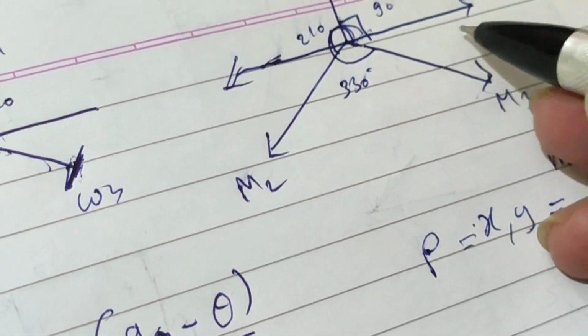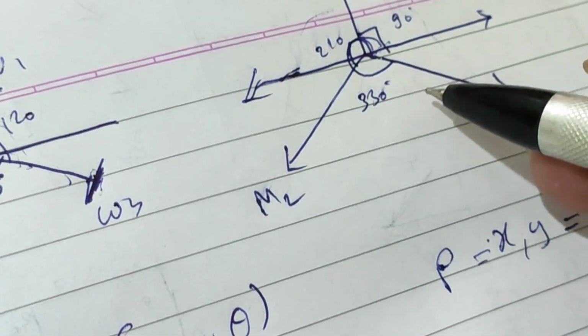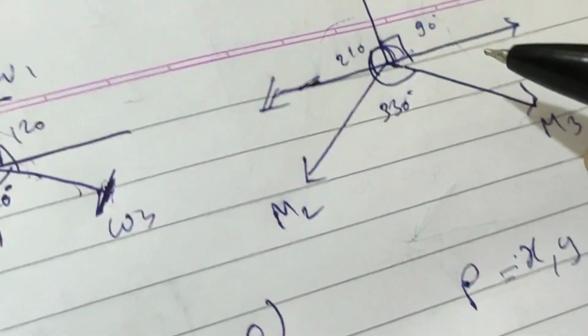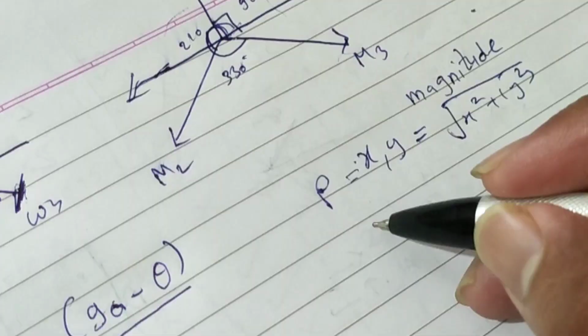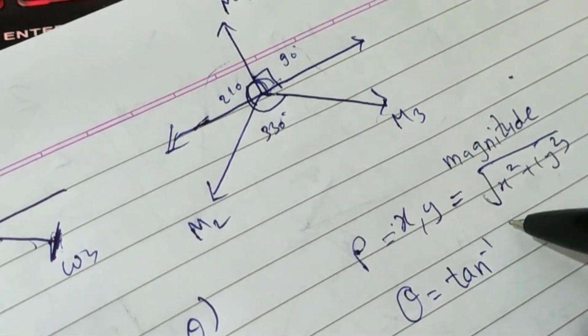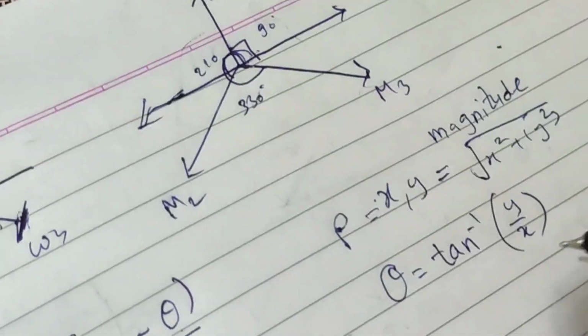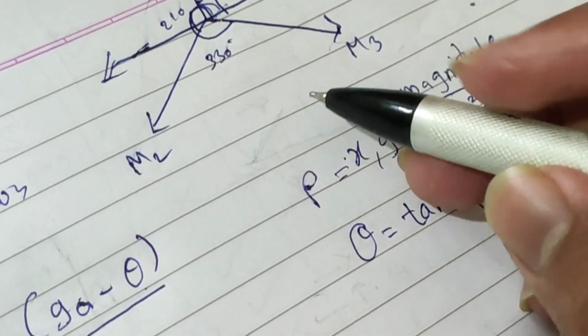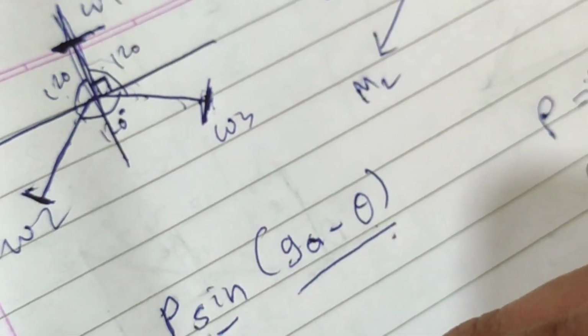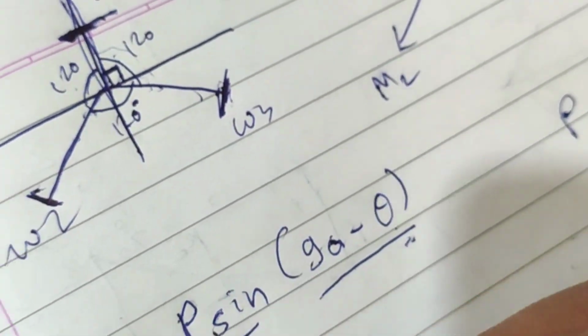So as the robot will be moving, we will be having the coordinate system here. We need the theta value, which will be calculated using tan inverse of y by x. This tan inverse of y by x, from the x and y coordinates, will give us the theta value, which we will be putting here. So after getting this p and theta, we will get the m1 equation.